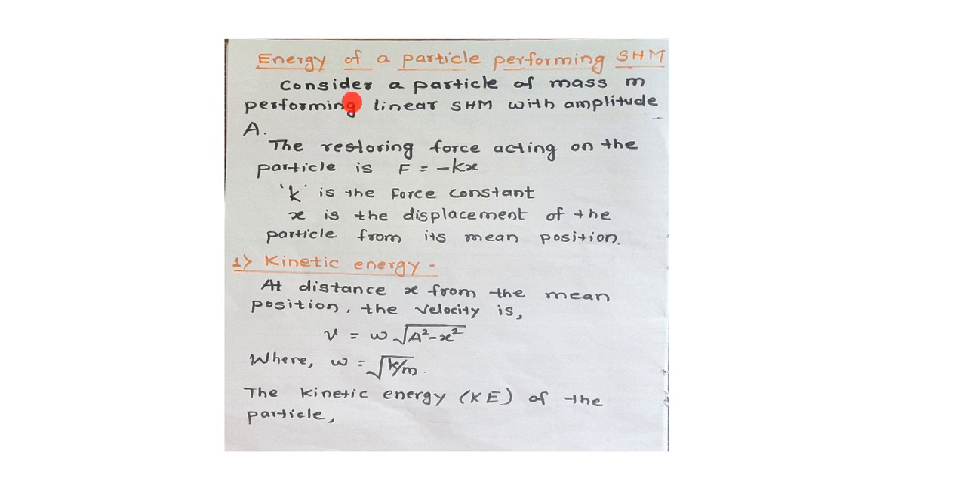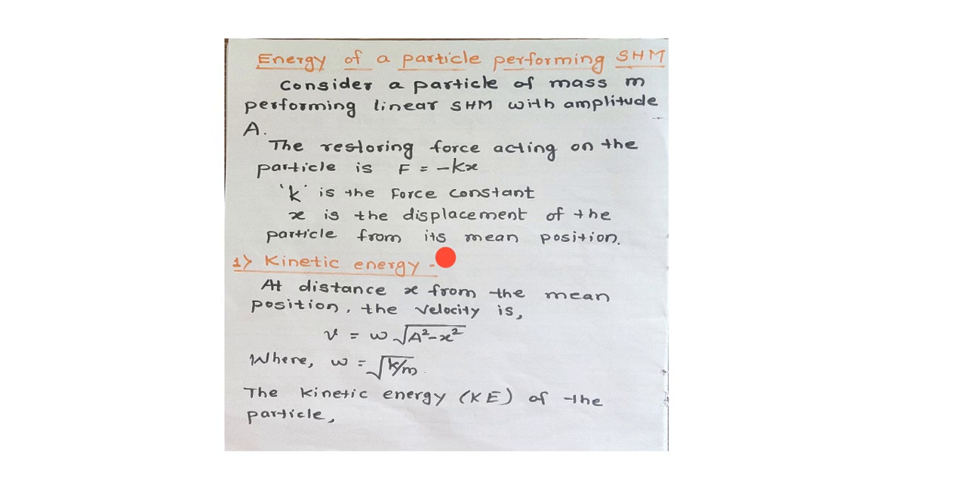Here, for this, we have considered a particle of mass m performing linear simple harmonic motion with amplitude a. And here the restoring force acting on the particle is F equals minus kx. Here k is the force constant and x is the displacement of the particle from its mean position.